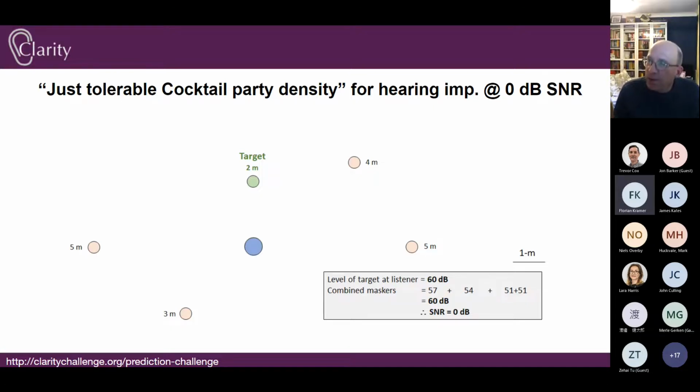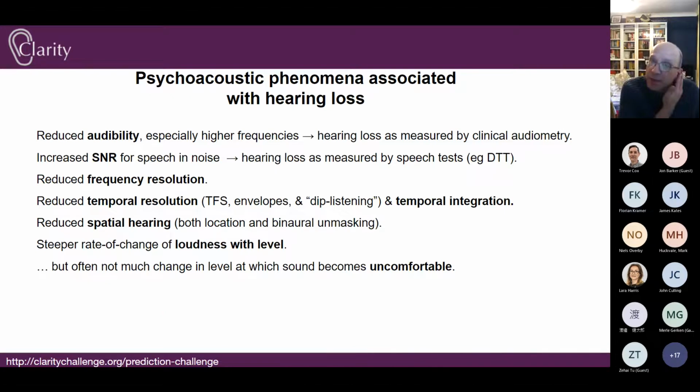In terms of the psychoacoustic phenomena associated with hearing loss, basically, it's all of them. They basically get worse. Reduced audibility, of course, especially at higher frequencies. Presbycusis, age-related hearing loss, starts at the higher frequencies and works its way down. That's what you get measured by clinical audiometry. You have increased signal-to-noise ratio for speech in noise, as I've just pointed out. That's what we measure using speech tests, such as the digit triplet test or sentence tests.